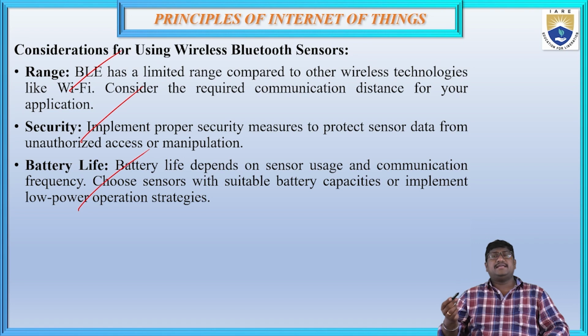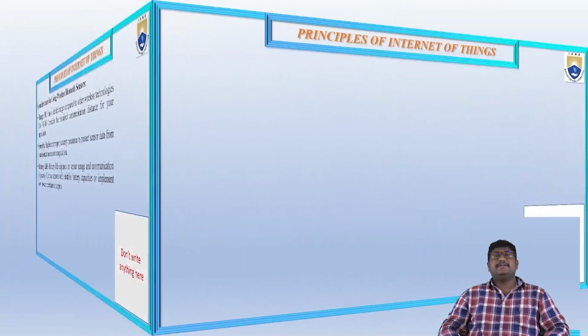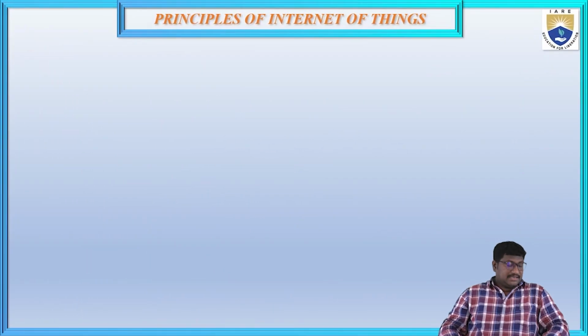And coming to security, whether the sensor data is exposed to any kind of unauthorized access or any kind of manipulation. And coming to battery life, which depends on sensor usage and communication frequency, where sensors are suitable for capacitively or implementing low power strategies. These are the things which we need to consider for wireless Bluetooth sensors.